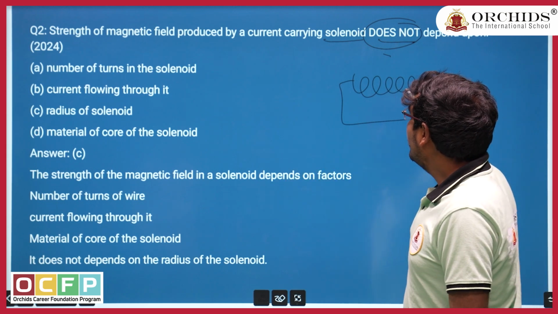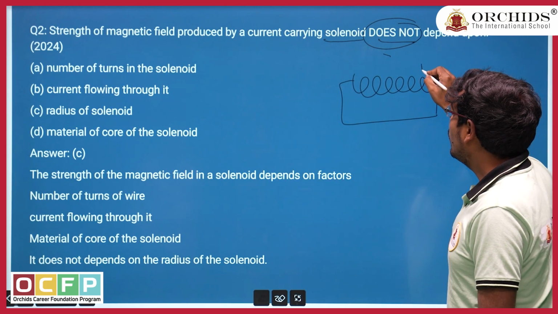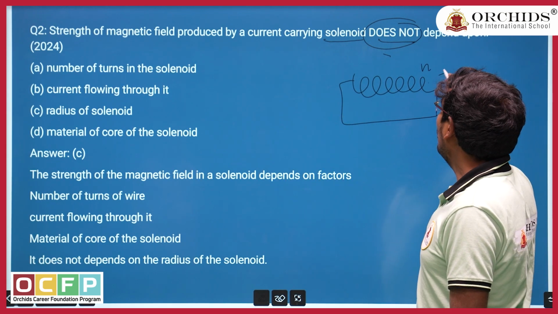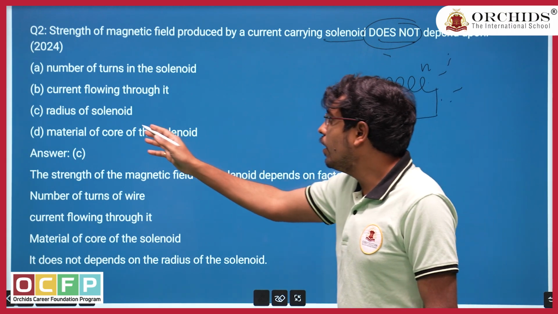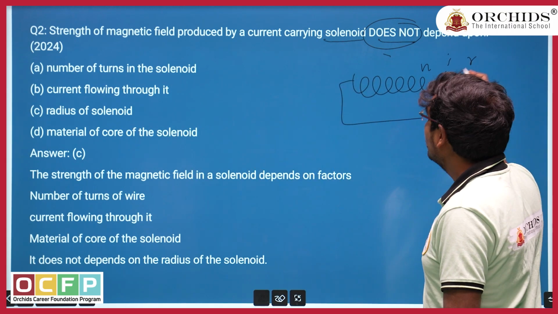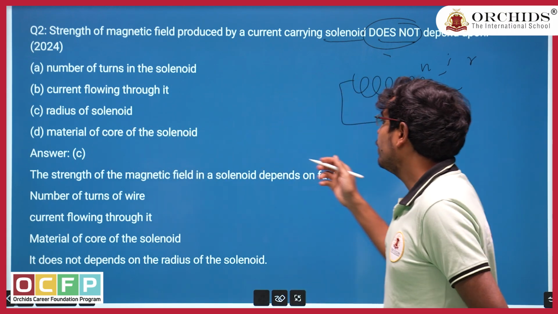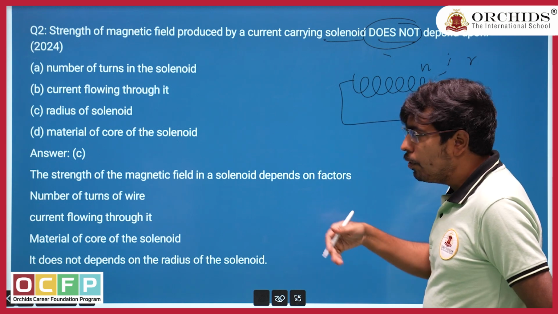We will indicate the number of turns by n, the current flowing by I, the radius of the solenoid is r, and the material of the core is a different type of metal which we are using.